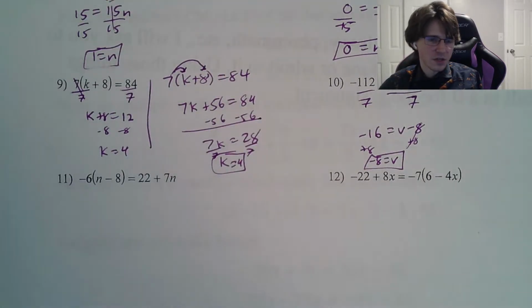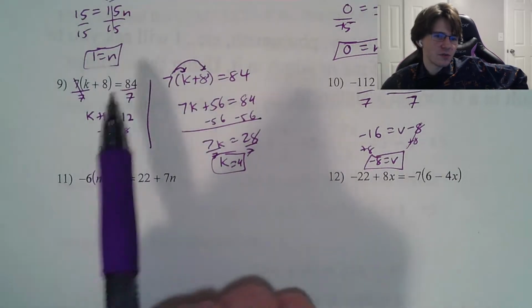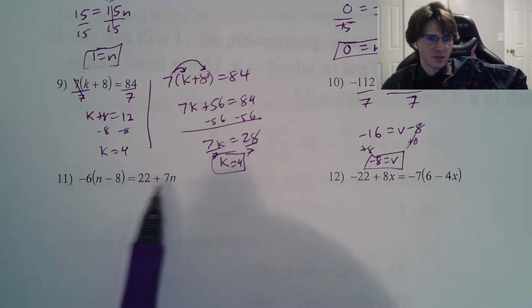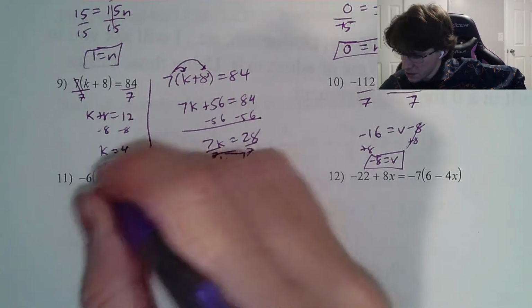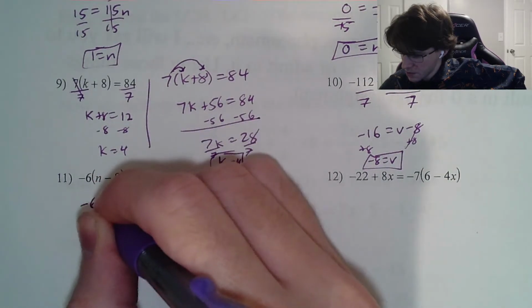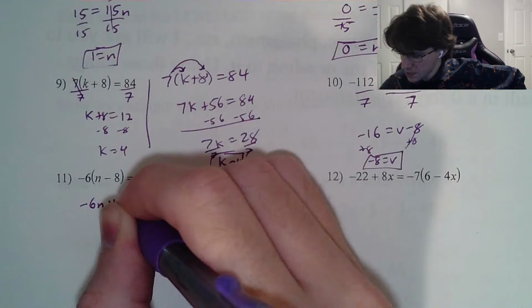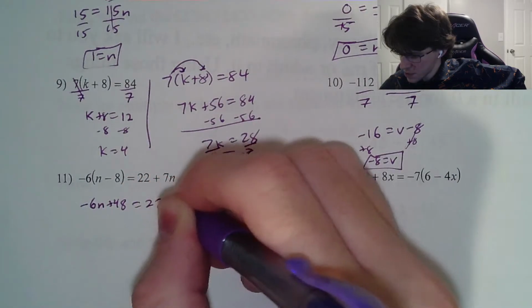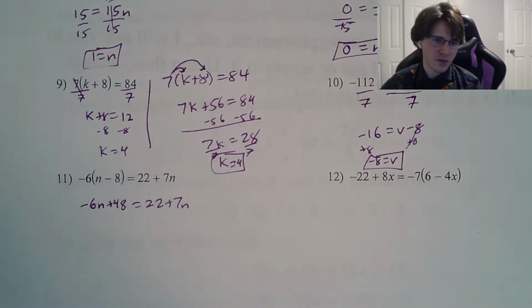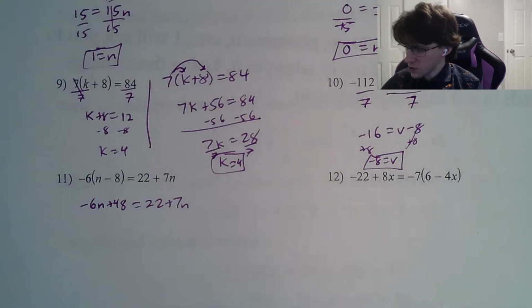Number 11. This one you do have to distribute, and the reason why is you can't divide negative 6 into both of these very nicely. So it's going to be better to go ahead, use your arrows if you'd like. We're distributing, so negative 6 times negative 8 is positive 48. 22 plus 7n.